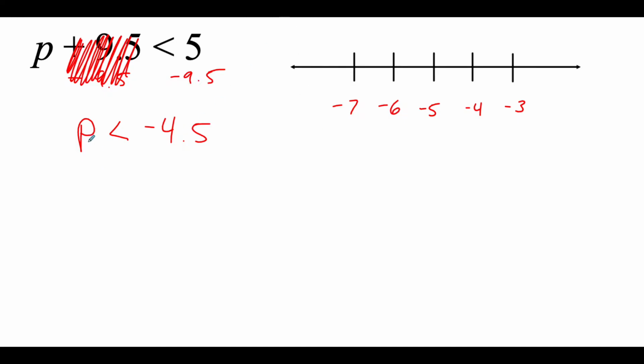We want p-values that are less than negative 4.5. So halfway between negative 4 and negative 5, I'm going to put an open circle because we don't have the equals to line, so we're not including that end value. And we want the things that are less than negative 4.5. So on the left-hand side is where we're going to do our shading or drawing our arrow, because that's where the numbers get smaller as we're looking at this number line.